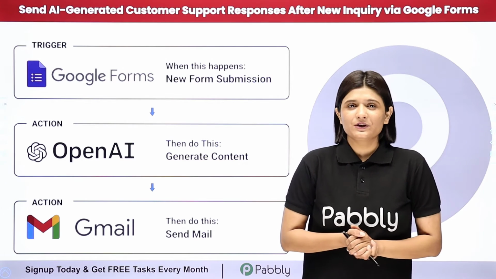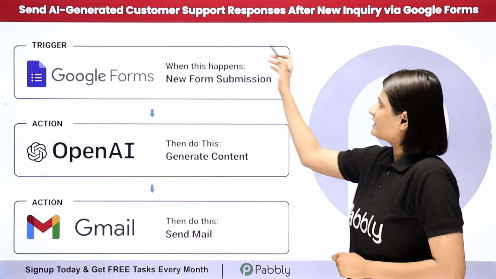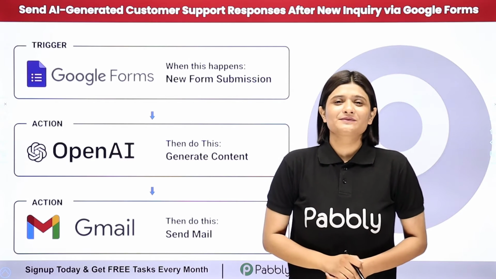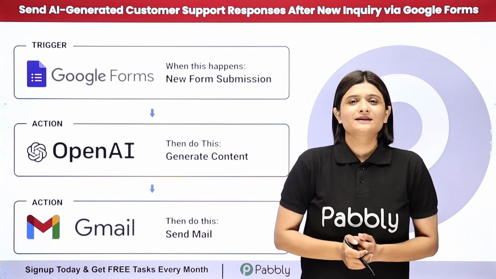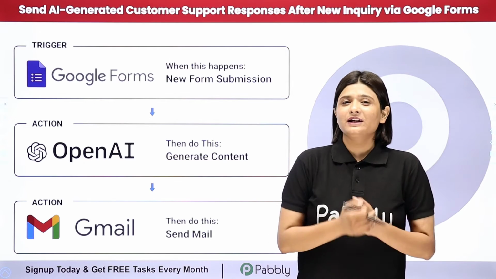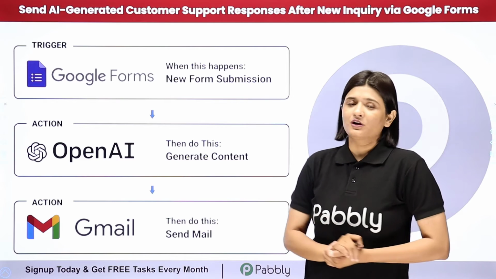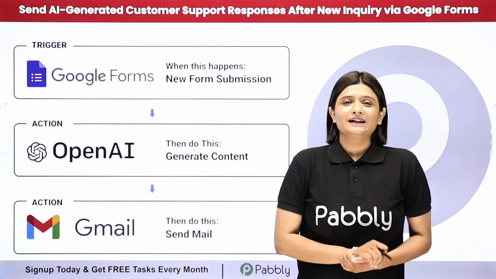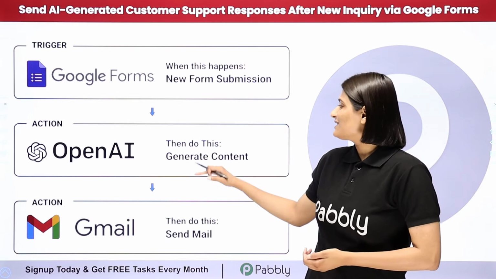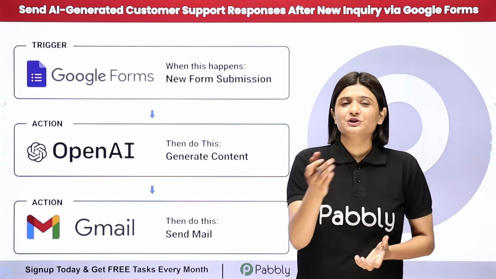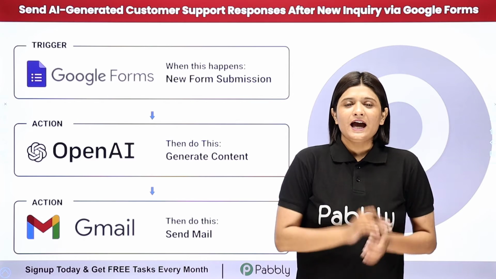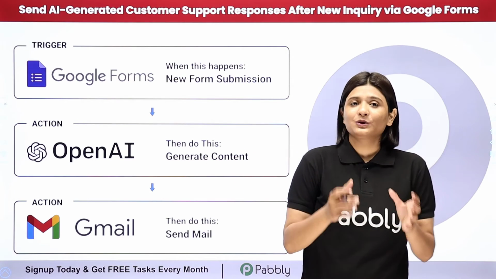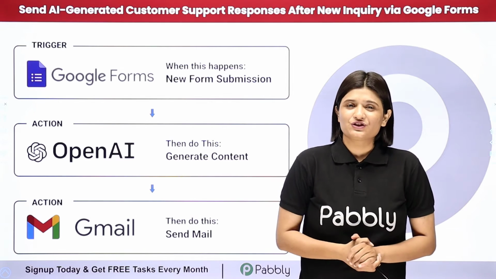In this video, we are going to learn how to send AI-generated customer support responses after a new inquiry via Google Forms. So let's suppose I'm running a business and I'm collecting all my customer inquiries with the help of Google Forms. I want that whenever I receive a new form submission, automatically this inquiry should be analyzed with the help of my AI agent. Here I'm going to use my AI agent as OpenAI, and then it should generate a content, which means it should generate the response for that inquiry and send that with the help of Gmail.